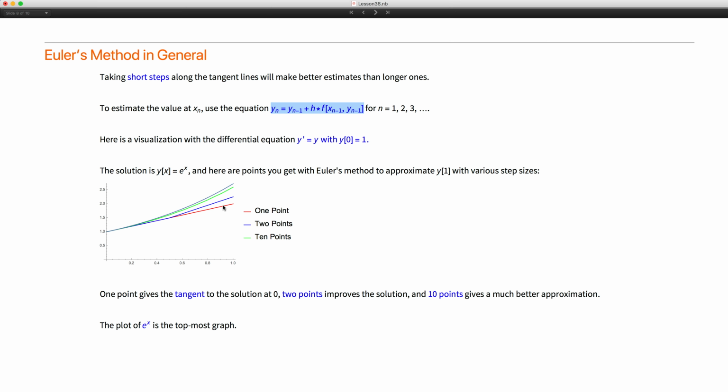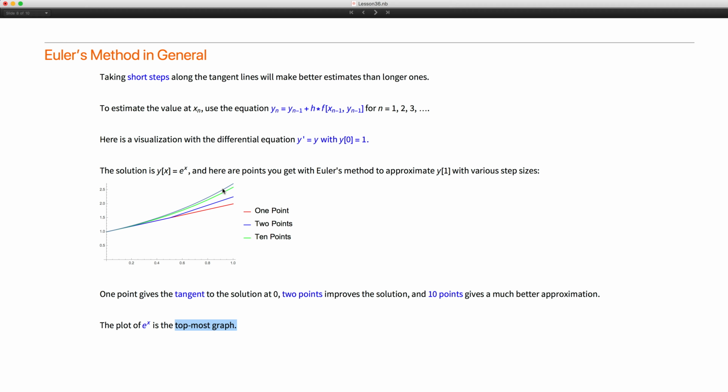So here's a visual for the case where y prime equals y and y of 0 equals 1. Now of course in this case the exact solution is just e raised to x because its derivative is itself. So if you have only one point, then you get back just the tangent line, the red line over here. If you take 2 points, you go halfway, then you change direction and you get a better approximation. And then of course you could take 3 points, 4 points, etc. By the time you get to 10 points, like the green line over here, you get a really nice approximation. And of course the topmost graph is the actual solution.